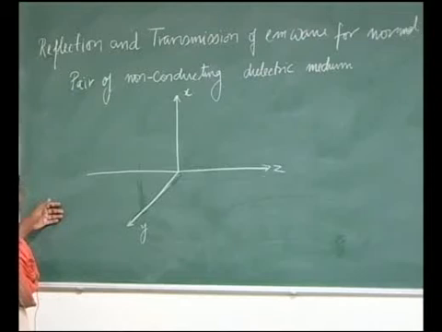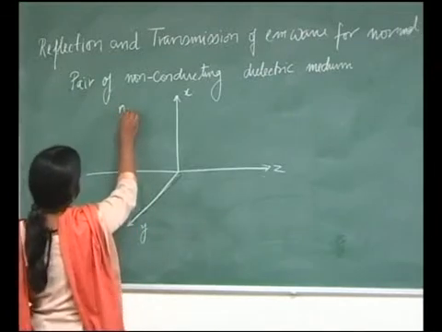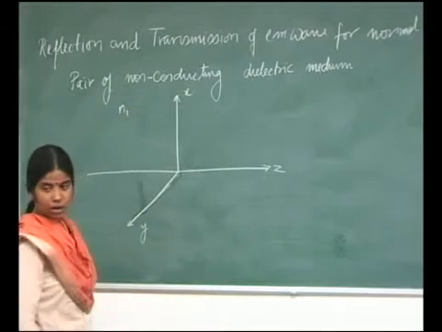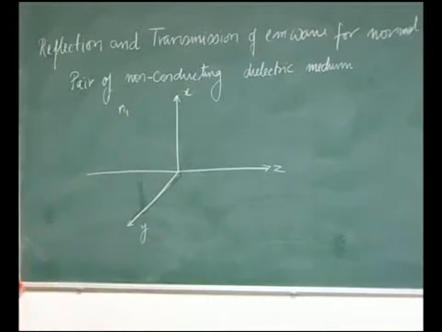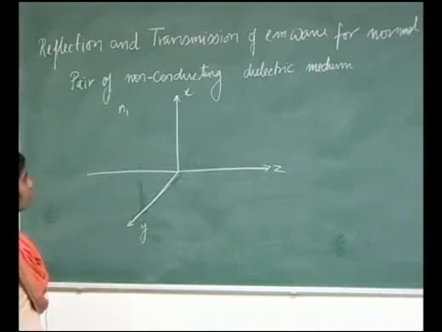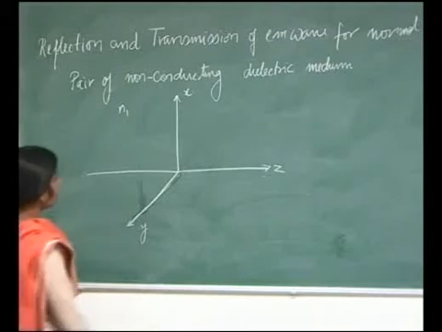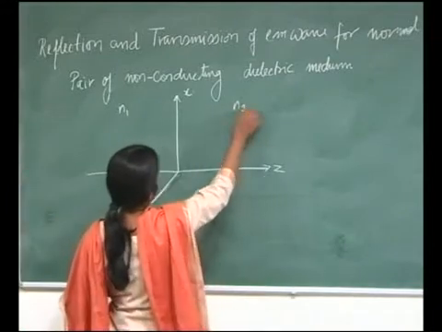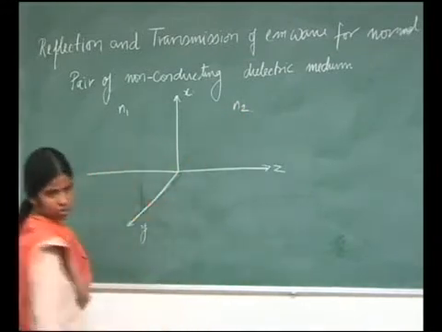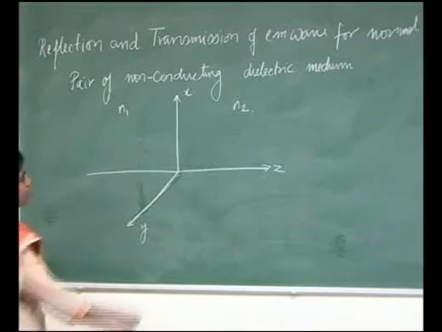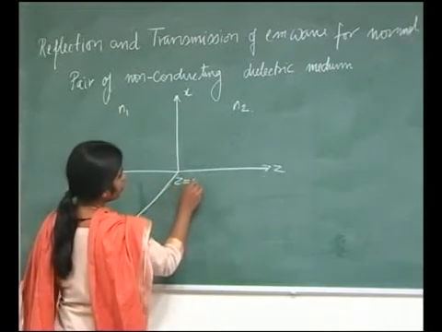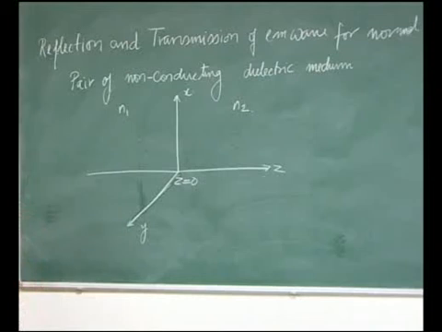Now, a plane EM wave, this is the interface. Here I have a dielectric with refractive index N1, you know refractive index, that is root of relative permittivity, root of epsilon r or root of k, is N1, and here I have N2. So, they are two different media, and z equal to 0 is the interface.